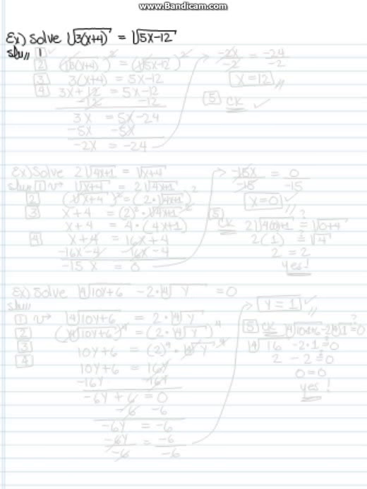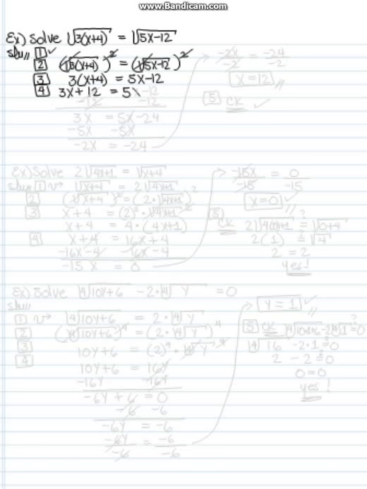Solve the square root of 3 times (x plus 4) equals the square root of 5x minus 12. Step 1, isolate the radical. Well, they're already isolated, so we don't have to do step 1. But step 2, we're going to eliminate the radical by raising both sides to the power of the index. Our radical on the left is a square root, so we'll square both sides. That will get rid of the radical on both sides, and it will leave 3 times (x plus 4) equals 5x minus 12.